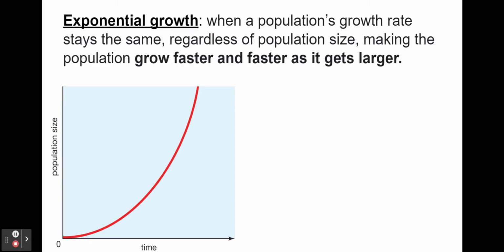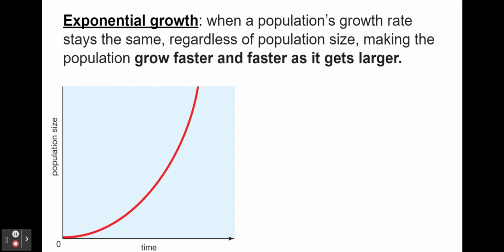Exponential growth is when a population's growth rate stays the same, regardless of population size, making the population grow faster and faster as it gets larger. I know it sounds contradictory to say that the growth rate stays the same and that the population grows faster and faster, but the growth rate that I'm referring to is that 50% reproduction rate and 10% death rate. If those two numbers stay the same, when we have larger and larger populations, they'll grow faster and faster and faster, and we'll end up with a graph that looks like this, a curve, a graph that is curving upwards and getting faster and faster as the population gets larger and larger.